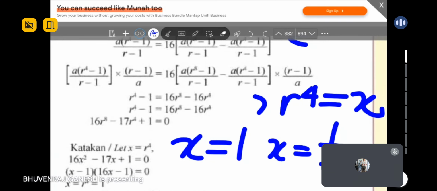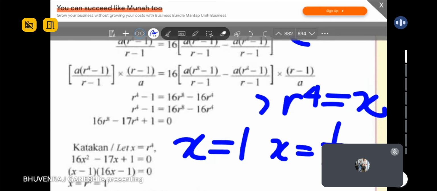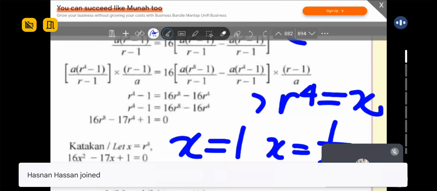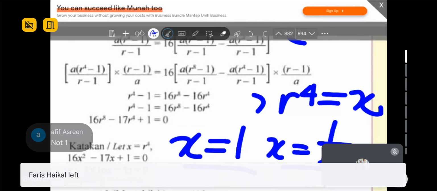Okay guys, so you got 2 x values, right? Dua nilai x. Now, which value will you accept and which value will you reject? Mana antara dua ni kamu akan tolak? Which of these two values are you going to reject? Anyone? Try to think and see. Cuba fikir. Mana kamu akan reject?